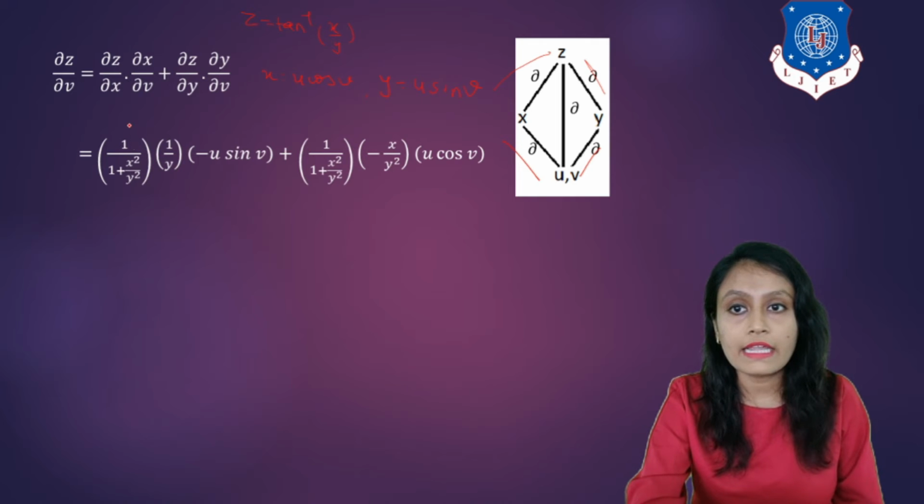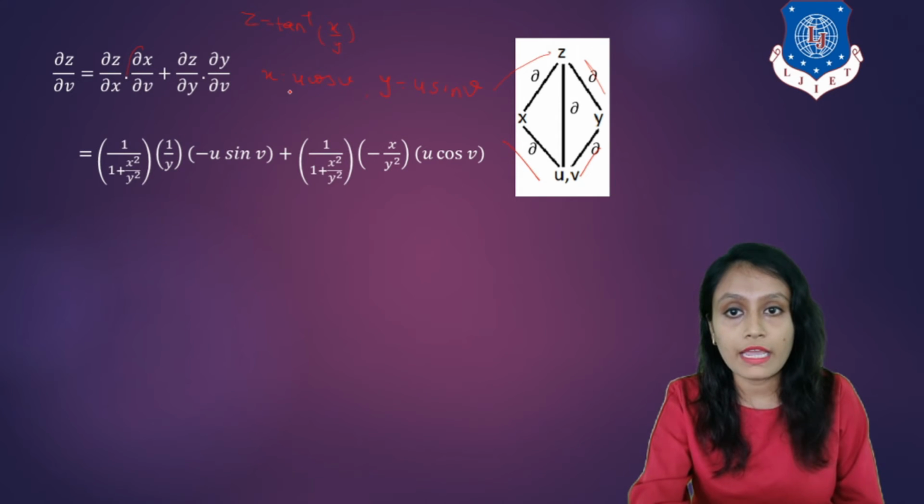Next one. So here you will get del z by del x as 1 upon x square plus y square. This we have understood in previous form, right? Next, we have to just simplify this. So del x by del v is what? We have to take derivative with respect to v, keeping u constant. So here you will have minus u sin v. This term will remain as it is, means we have solved before. Next, del y by del v means derivative of y with respect to v, keeping u constant. So here you will get u cos v.